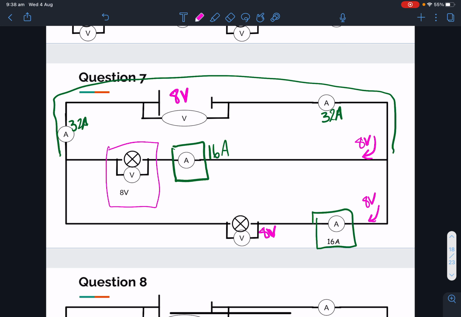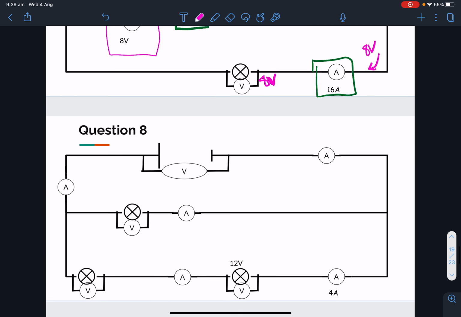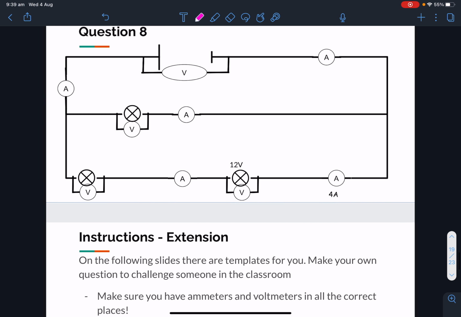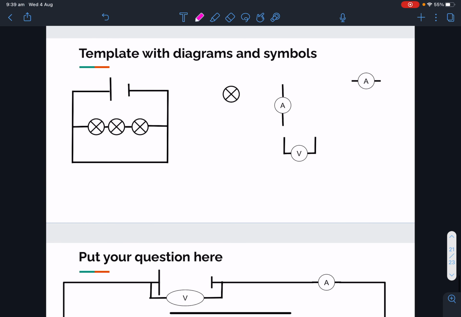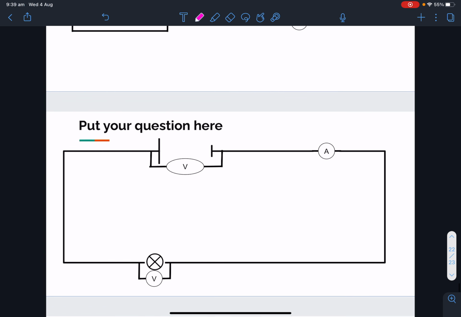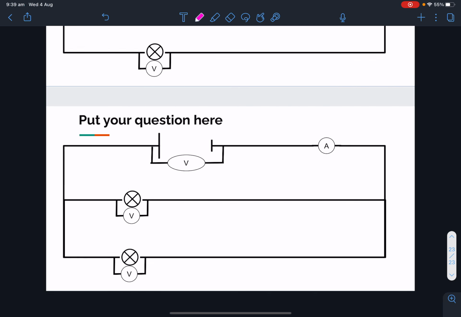Alright, so a little bit more difficult there. And this one looks like the same thing. Alright, and there's some extension questions too. Give it a go in your book if you can't do it digitally and see how you go.